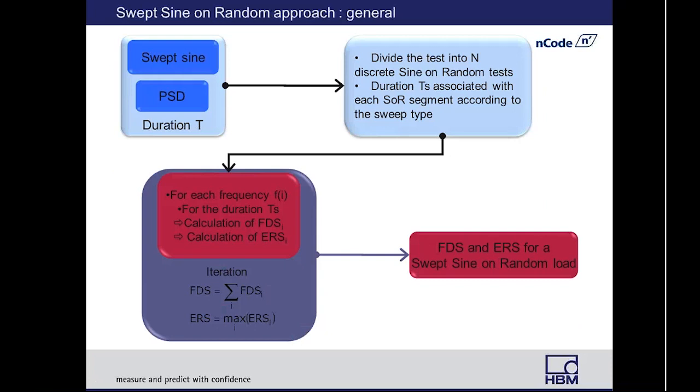So now, what if the sine on top of random is swept, as it's the case for run-ups and run-downs, right? Well, the fatigue damage spectrum for such a swept sine on random loading is obtained by dividing the test into a number of discrete sine on random tests. And all those sine on random tests would cover the whole frequency range that is swept. And then we'd sum all individual FDSs to create the final swept sine on random FDS. The duration associated with each sine on random segment depends on the sweep type chosen, like linear, logarithmic, and the total test duration. And by summing those individual fixed sine on random FDSs, we eventually get the FDS of a swept sine on random load. Same for the ERS.